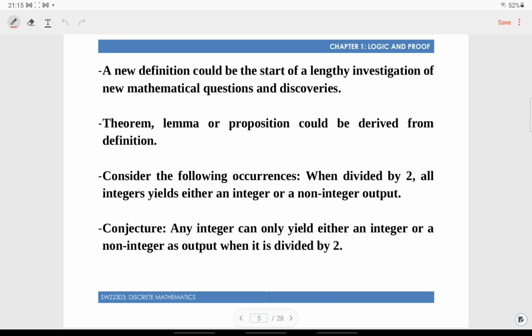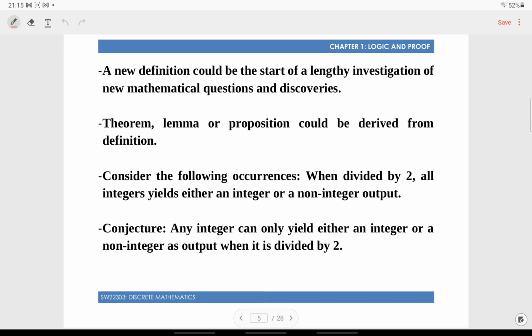So consider the following occurrence. Let's say we have several cases when we divide any integer by 2. The outcomes can be either an integer or a non-integer. So from that occurrence, we can come out with a conjecture that any integer can only yield either an integer or a non-integer as output when it is divided by 2.